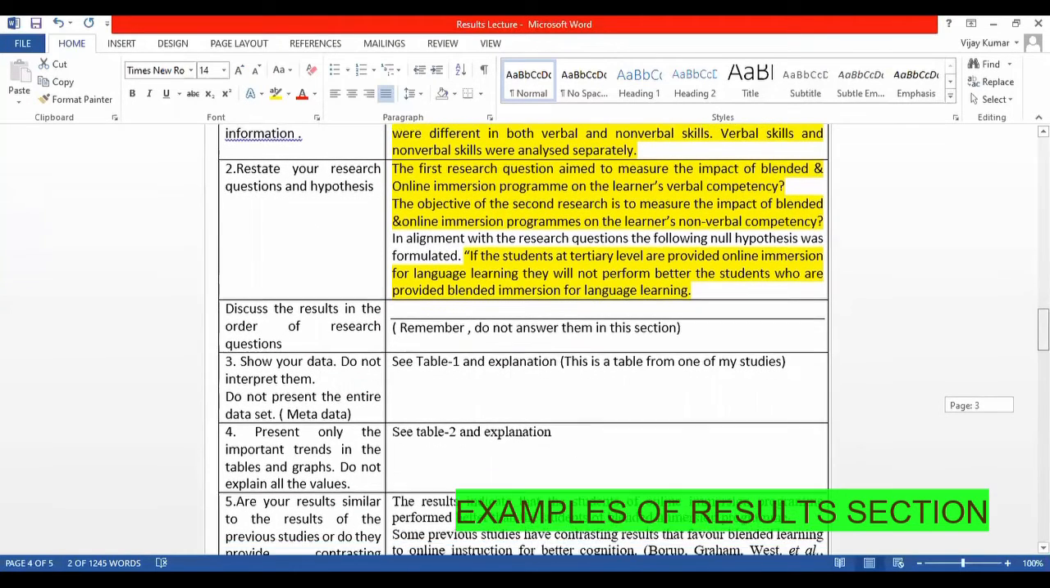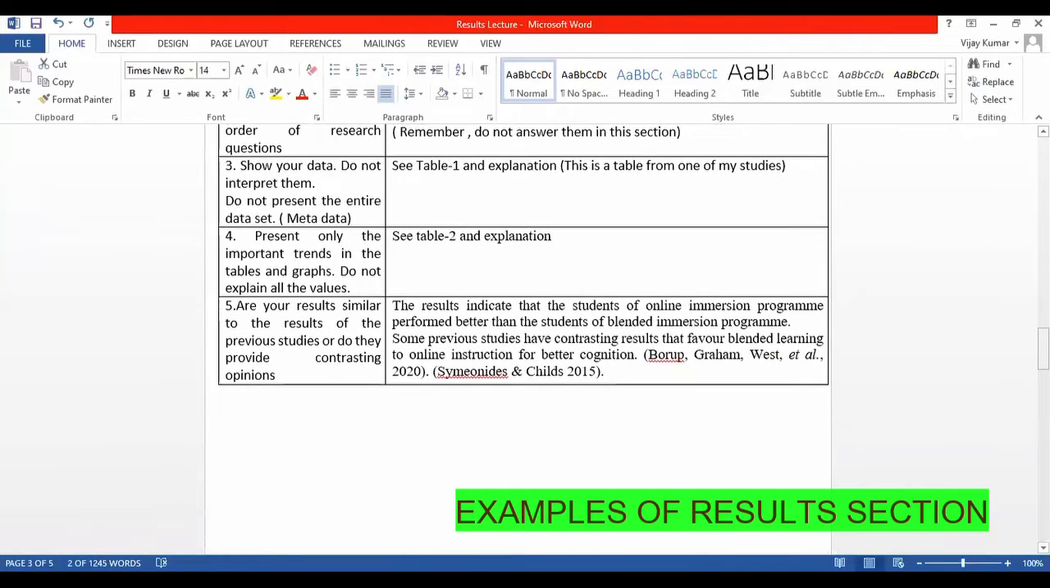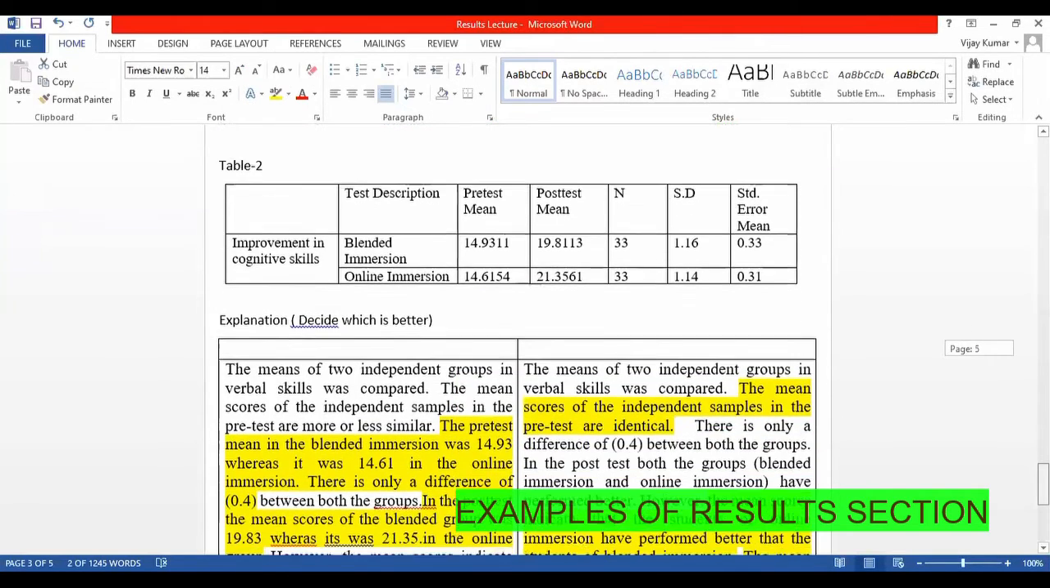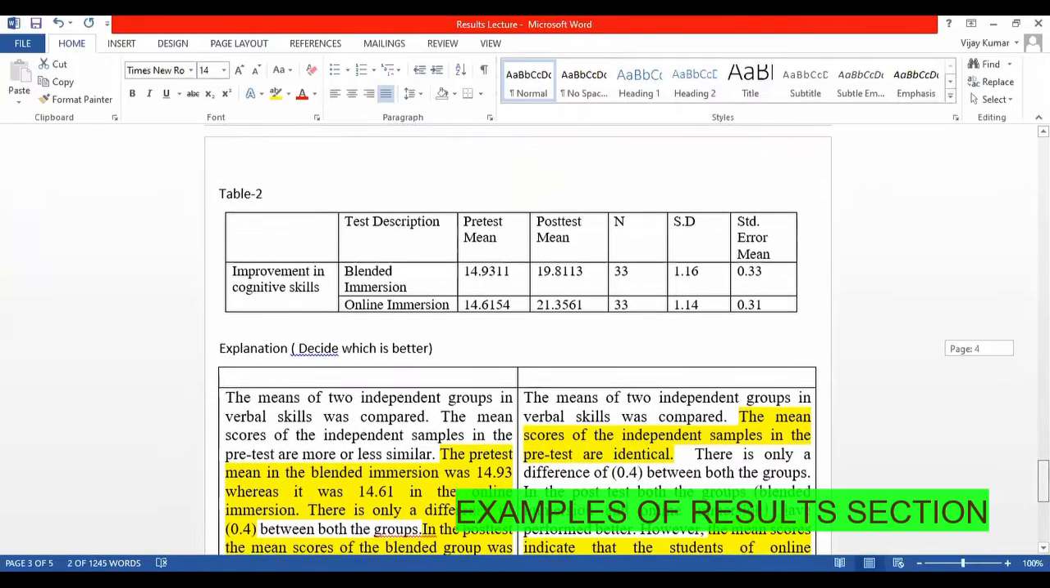So look at the fourth aspect. Present only the important trends. Do not explain all the values. Sometimes, we tend to repeat what is in the table and the figures. You're not supposed to do that. See table 2. You will understand what I mean by reporting only the important trends. So let us go to table 2 and show you what I mean.